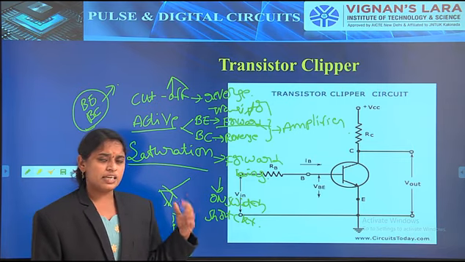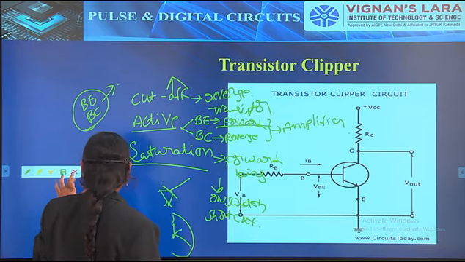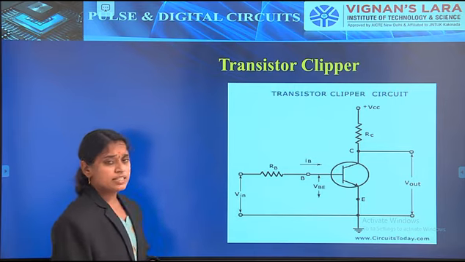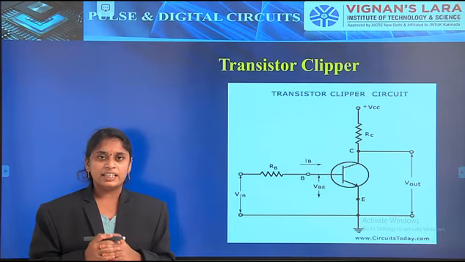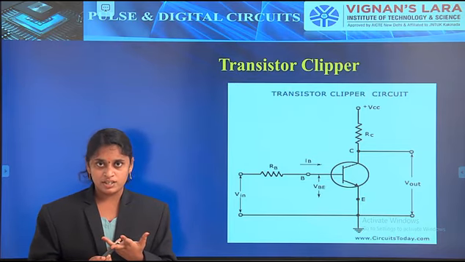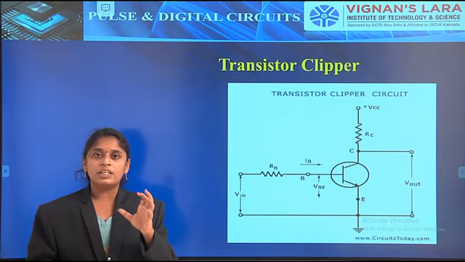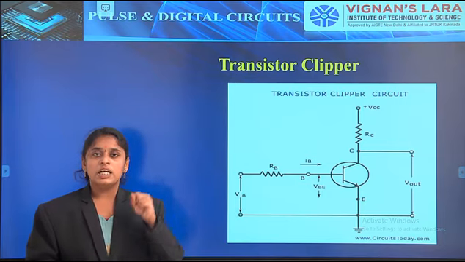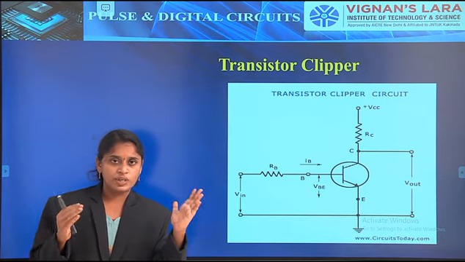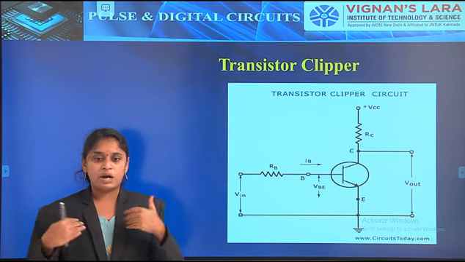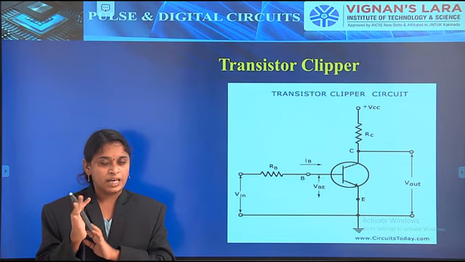So this is the diagram of the transistor clipper. Why do we discuss these things? As we discussed, the transistor consists of three regions: cutoff, active and saturation region. The clipping action is performed at the transition from one region to another. Very important: the transition between the cutoff region and the active region is where the clipping action will be performed.